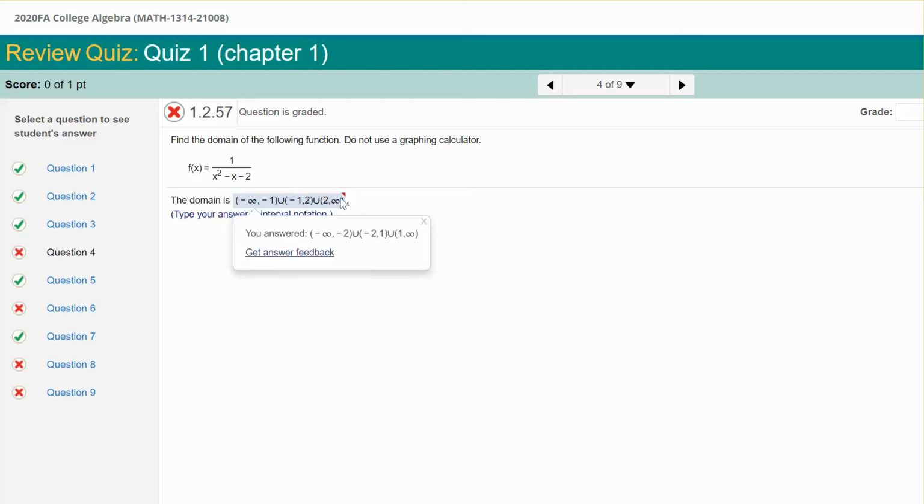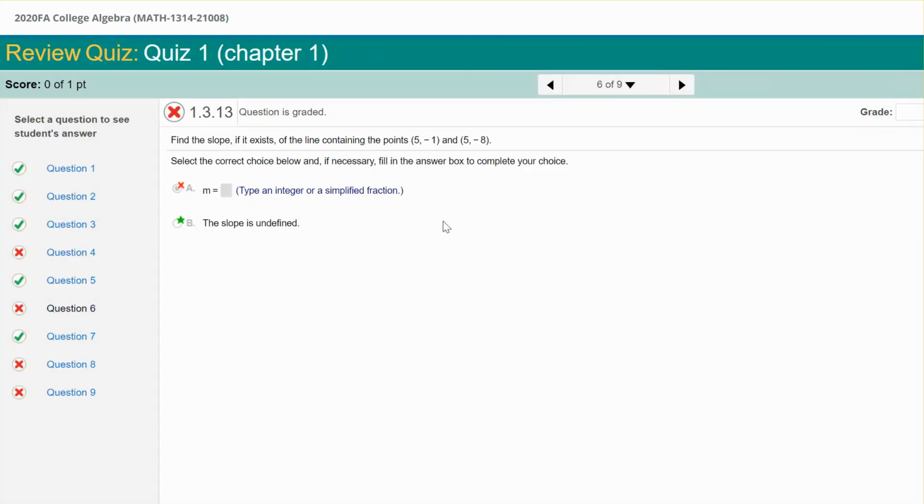So let's see, it looks like you had maybe your signs backwards. So just double check your factoring. It looks like you actually were on the right track there. Let's look at number 6.